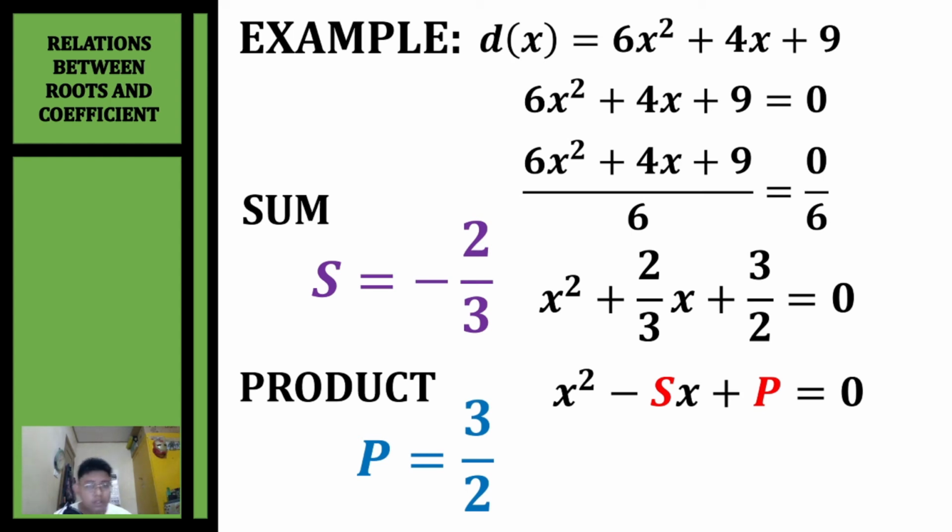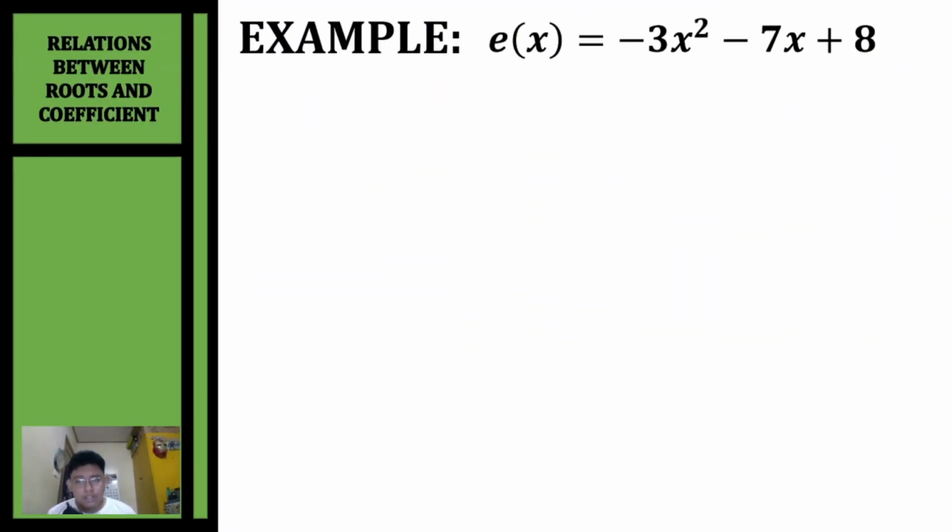E of x is equal to 6x squared plus 4x plus 9. Alright, let's have our last example for today. So for example, we're going to find the sum and the product of the roots of our quadratic function. First step is we need to change our function notation to 0. Then from there, make sure that our numerical coefficient of x squared is equal to 1.